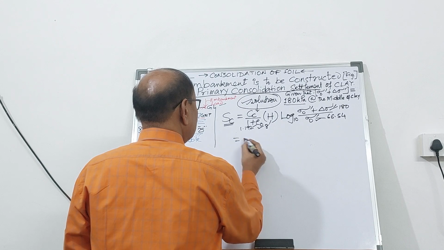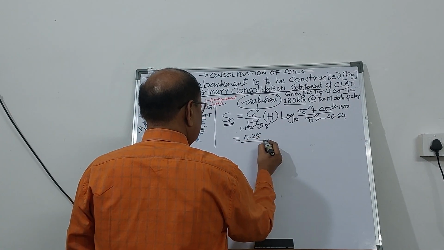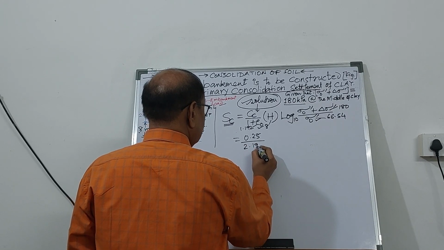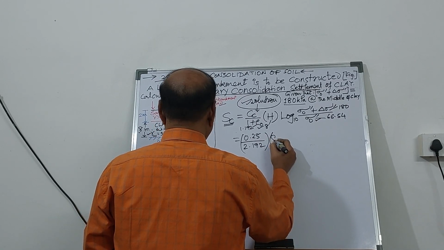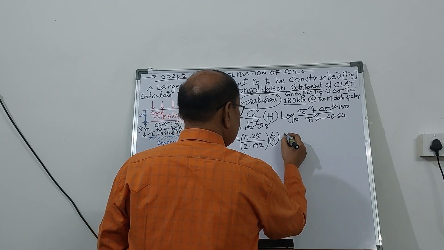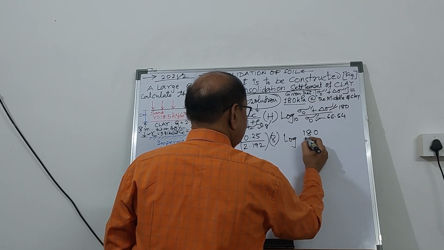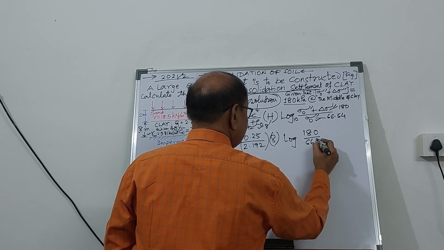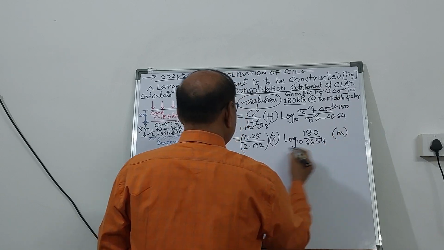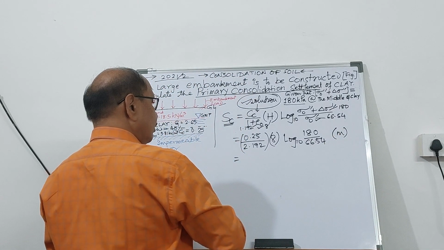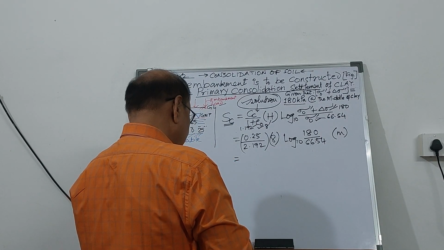So, Sc equal to 0.25 divided by 2.192 multiplied by H, 8 meter, log of 180 divided by 66.54 to the base 10. The answer will be in meter. So let us calculate and find out the answer.